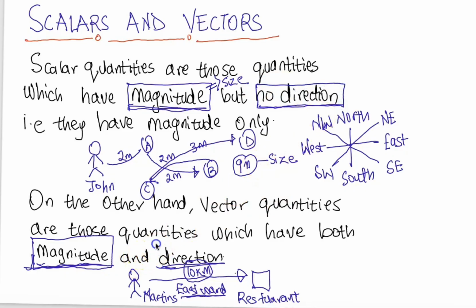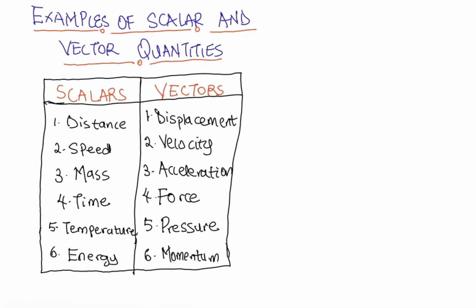But vector quantities have direction. Hence, to summarize this, scalar quantities are those quantities that have magnitude but no direction, while vector quantities are quantities that have both magnitude and direction. So here is a table showing some examples of scalar and vector quantities.